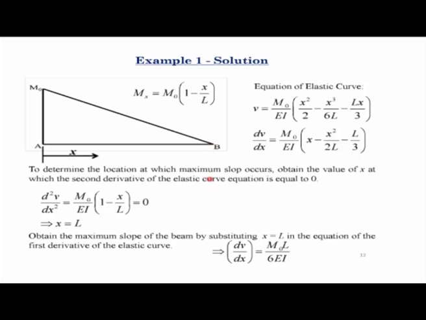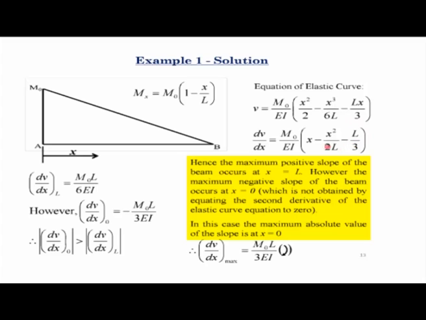But there is one thing you should be careful about, which is one of the drawbacks of the double integration method. You cannot always take the higher order derivative and equate it to zero to get the location of the maximum slope or deflection. In this case, you get a positive rotation at the right end, at x equal to L, that is M0 L by 6 EI. However, if you come back to the equation for the slope of the beam, dv/dx equal to M0 by EI times x minus x square by 2L minus x by L, and put x equal to 0, that is at end A of the beam, you will see that dv/dx at x equal to 0 is minus M0 L by 3 EI.